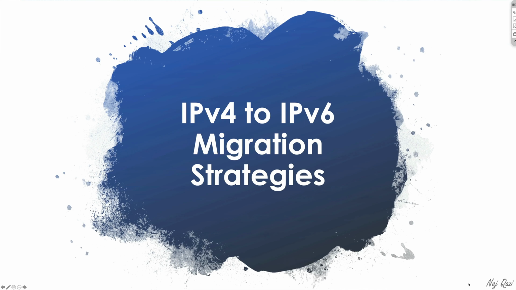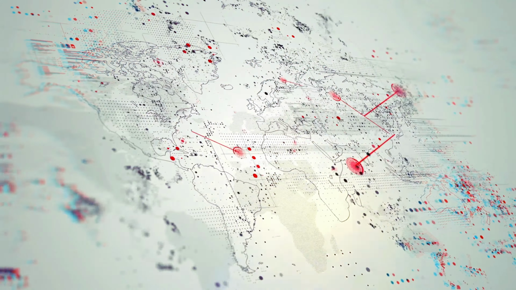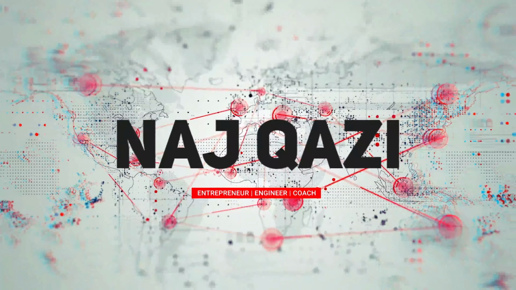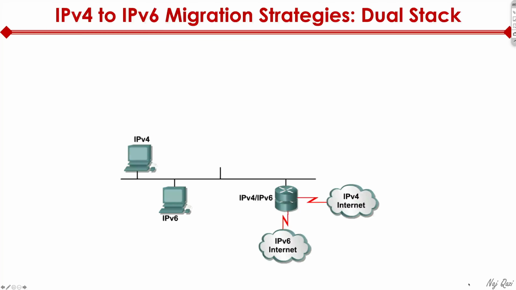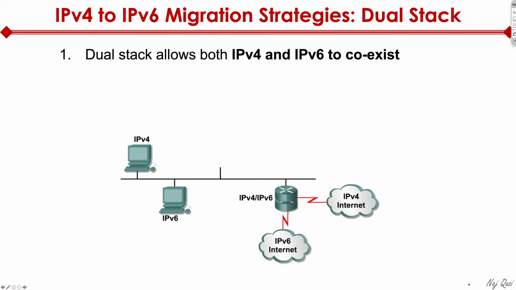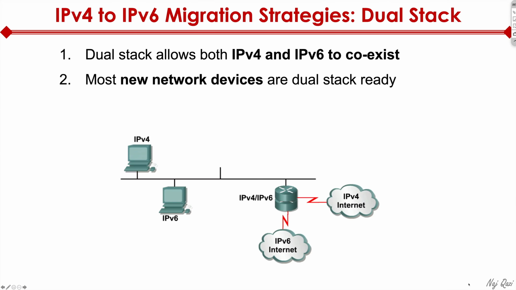Now let's quickly talk through the IPv4 to IPv6 migration strategies. The first strategy I would like to discuss is what's called dual stack. So what dual stack means is it allows both IPv4 and IPv6 to coexist.